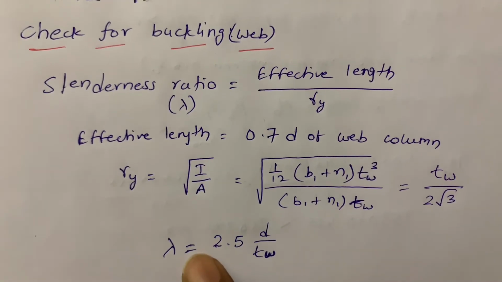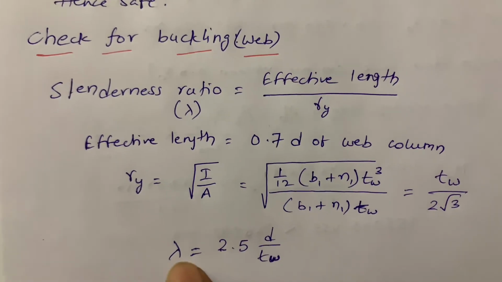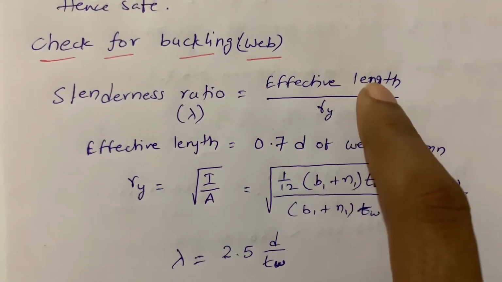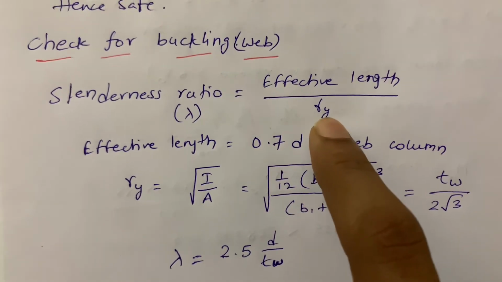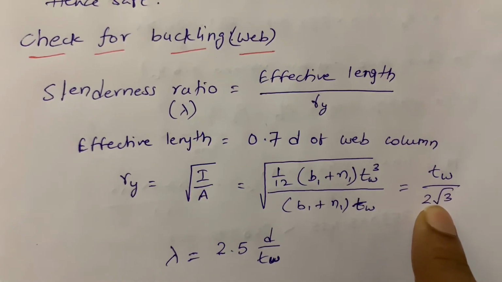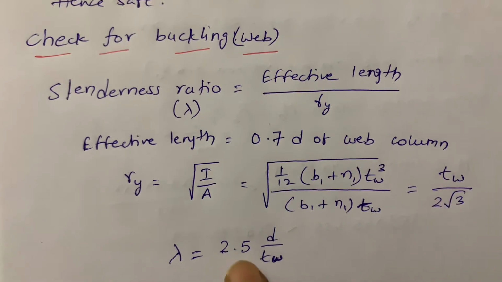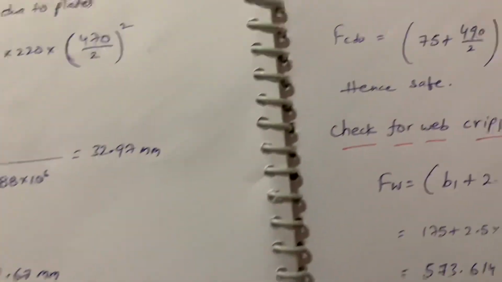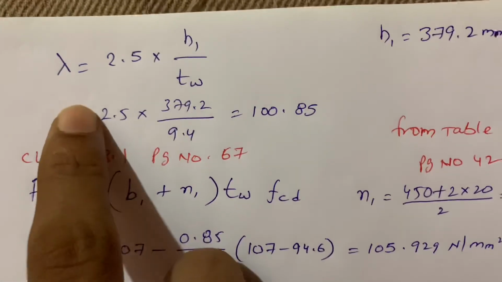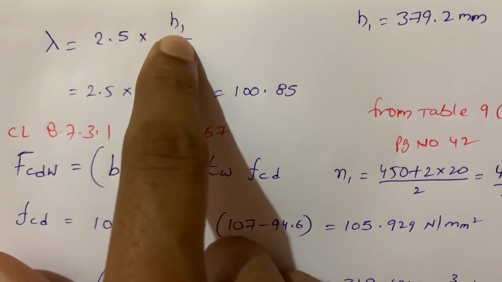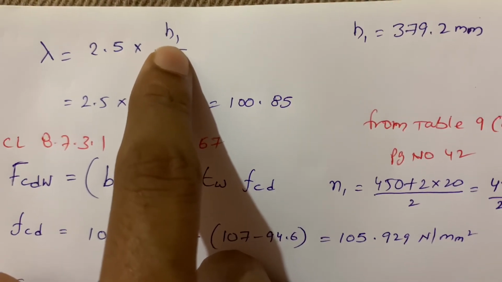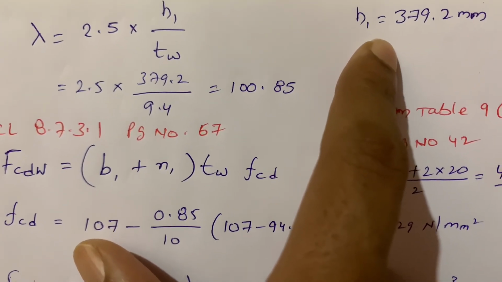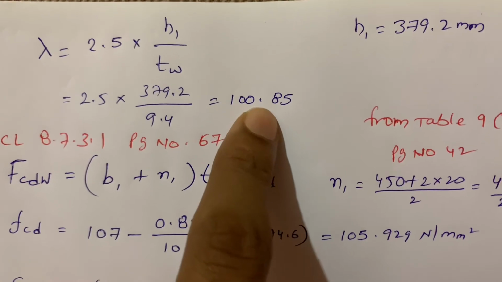Next, after calculating the slenderness ratio lambda, I substituted these values in this equation. So the effective length is 0.7 into d by ry, where ry is thickness of the web by 2 root 3. After calculating this, I got 2.5 d by tw. After that, I'm considering this d as h1. h1 is nothing but the depth of the web. This h1 is available in the steel tables book for the ISMB 450 beam. So I got this value.